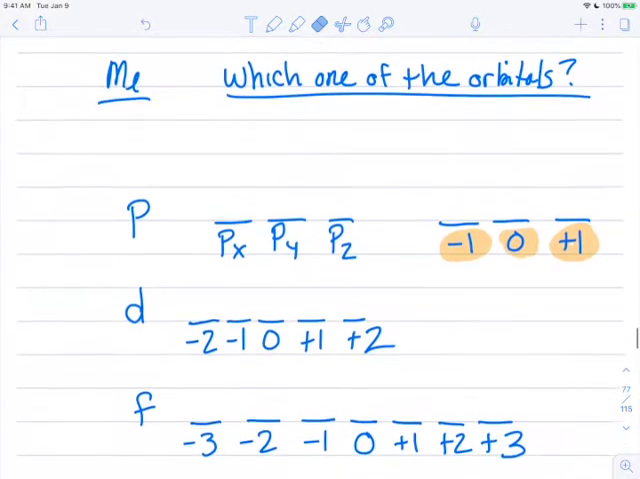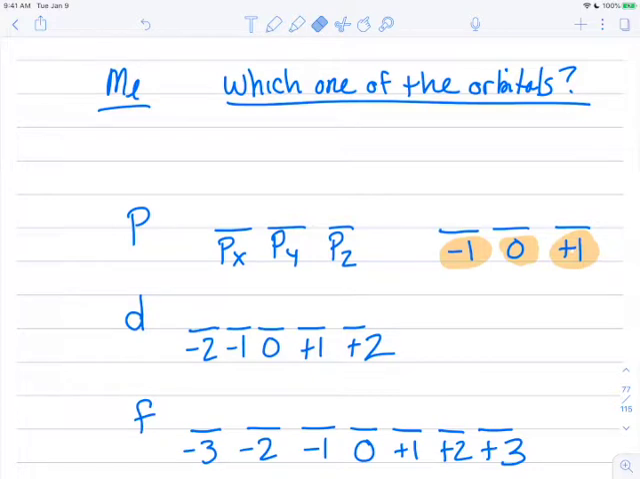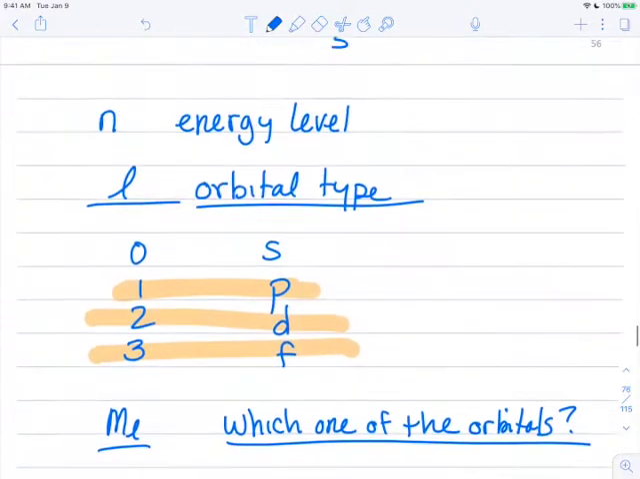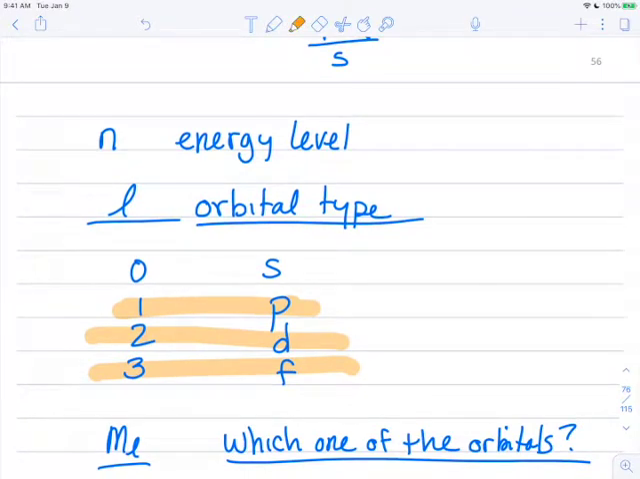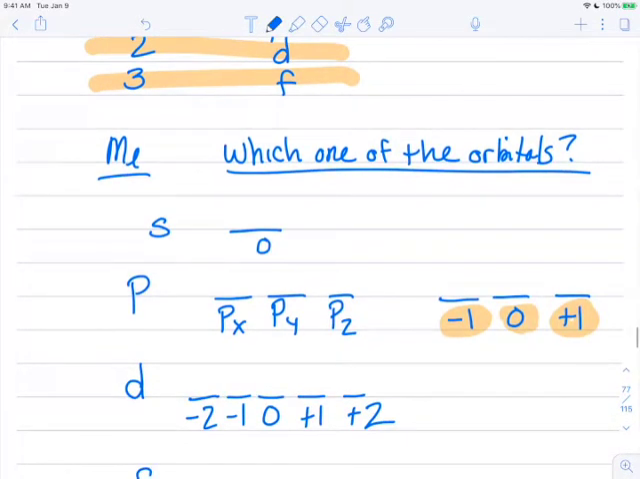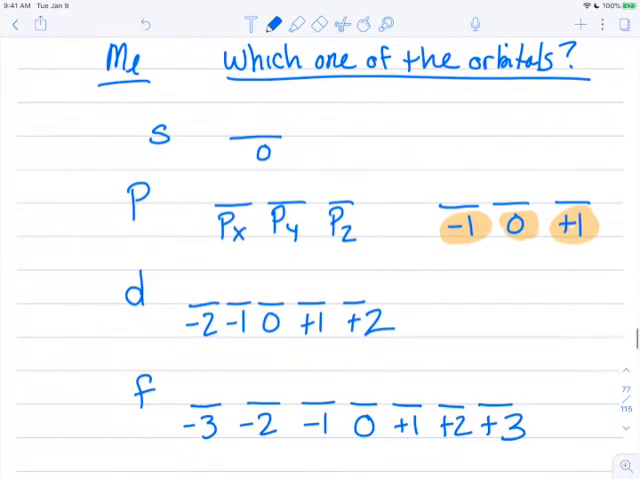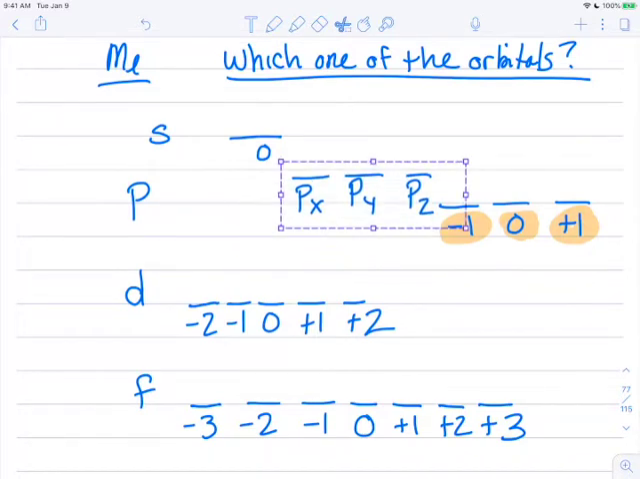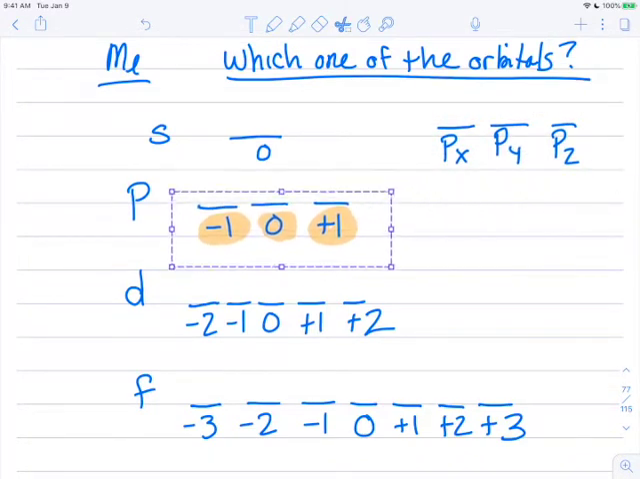All right, so I skipped over the S, and I want to come back to that. So the S has only one type of orbital, just that solitary one. And S up here is 0, and so that's exactly what we're going to label that S orbital. We're just going to call it 0. And let me move these around so we have everything in line here.